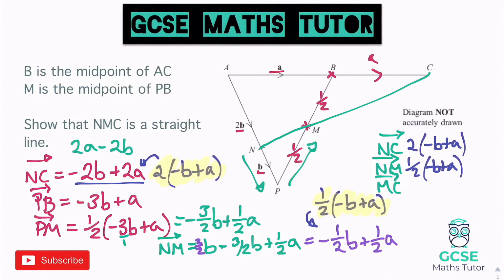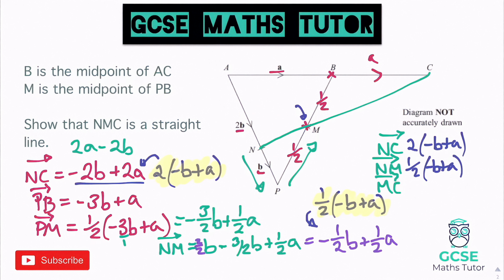We've got this same vector in there, minus b plus a. Now, if we've got the same vector there, minus b plus a, it means that the lines are going in the same direction. And if they're going in the same direction and they're connected here at m, then they must be on the same straight line, because if they're going in the same direction, they're connected together at that point m, then they have to be going in the same straight line.